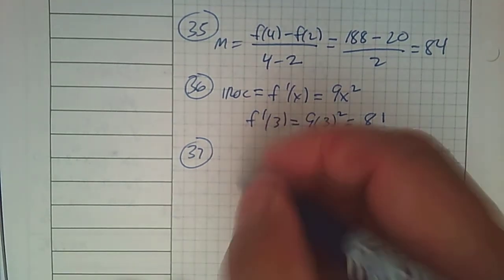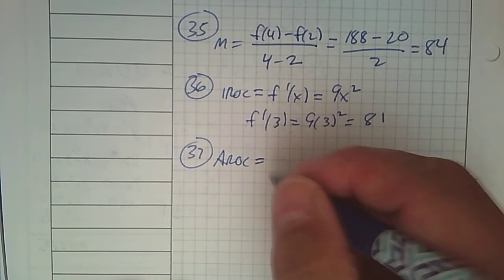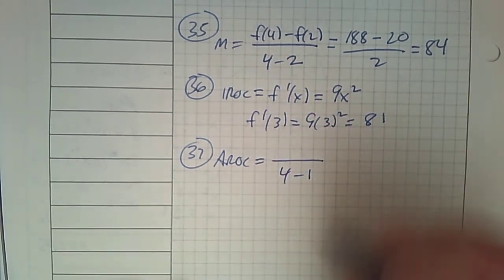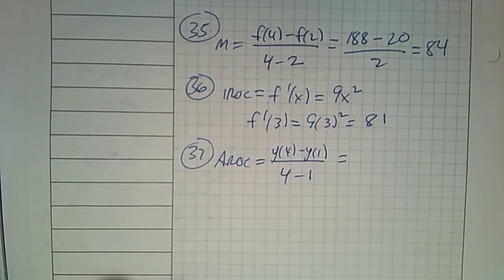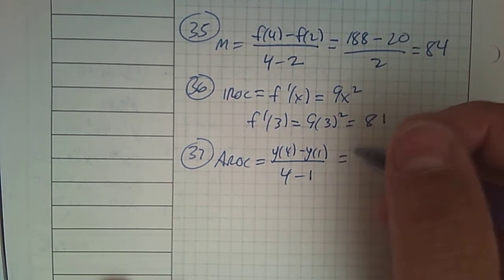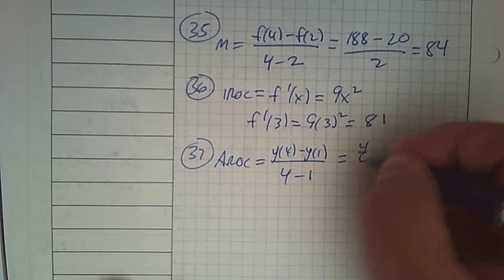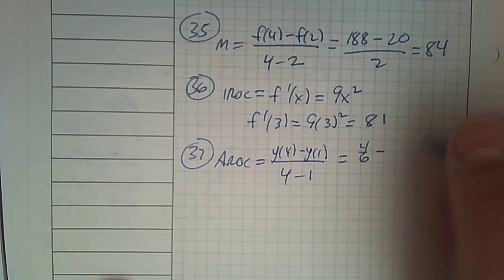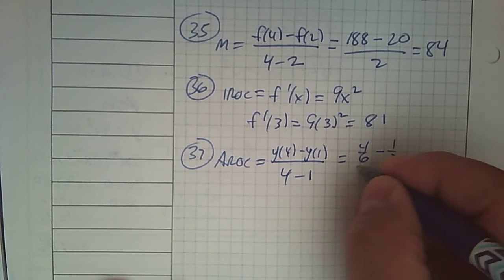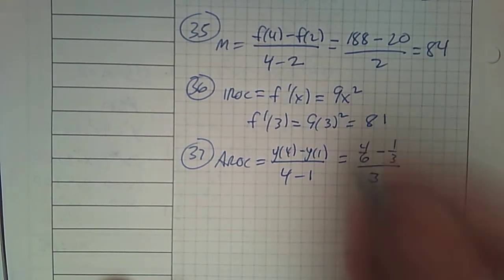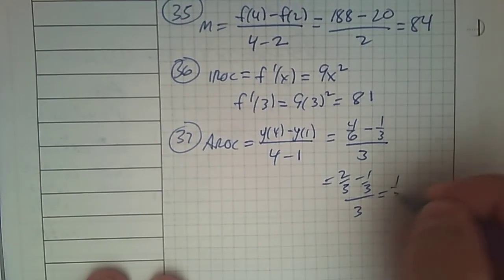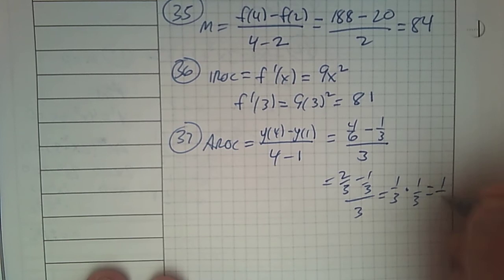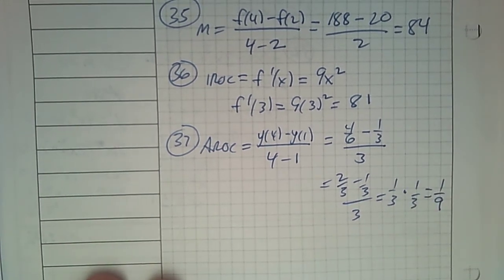Find the AROC again. So if I'm going to find the AROC of that, I know 4 and 1 are my denominator. And then that's what I plug into my numerator. 4 and 1, you plug into the function to get your numerator. So if you plug in 4, you get 4 over 6, or 2/3. If I plug in 1, I get 1 over 3. And there's your answer. Now I can write that as 2/3. I know that 2/3 take away 1/3 is 1/3 times the reciprocal. So if I put it all together, the average rate of change there is 1/9.